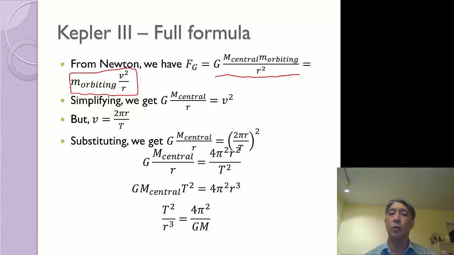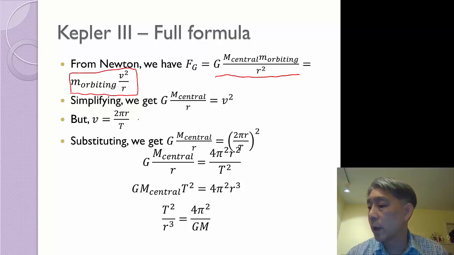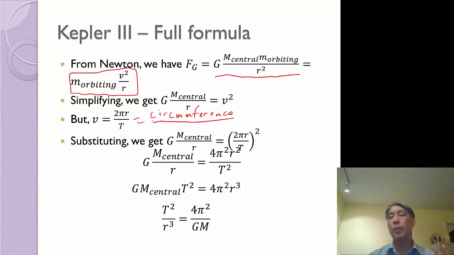Simplifying this by eliminating the r's that are the same and the orbiting mass, I get this formula that says G times the mass of the central object divided by r is equal to v squared. So if I can calculate v, great. And I can calculate v because I can measure the circumference of my circle. This is nothing more than circumference over T, and T is the period. Remember I talked about that a little bit earlier. Period is how much time it takes to make one full circle.